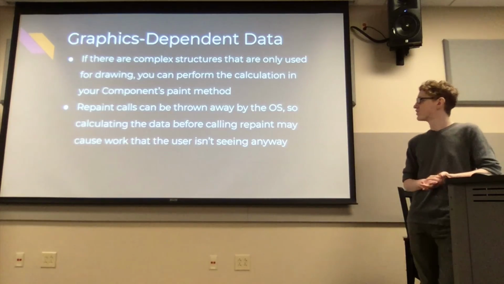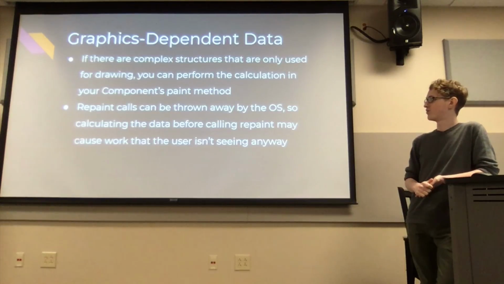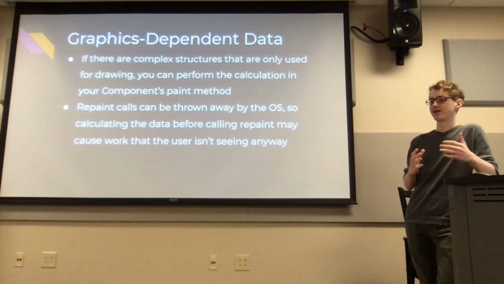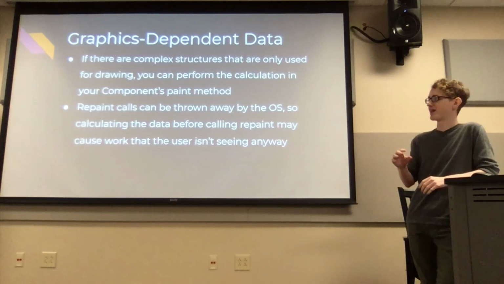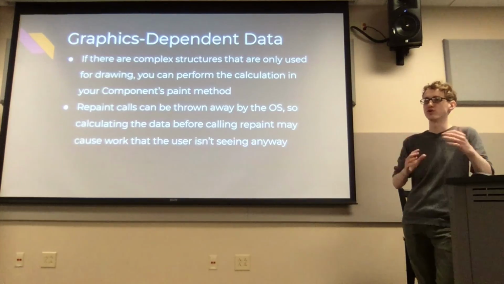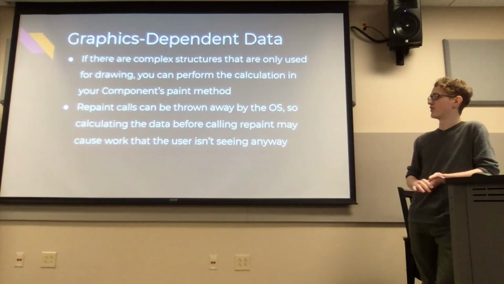So a good way to do that, if you're working with that kind of data where we need to update this and the user needs to see it, is to do the updating in the paint method itself. The very first thing that happens when you actually know you're repainting the component is you update that data, then you go through and draw it.